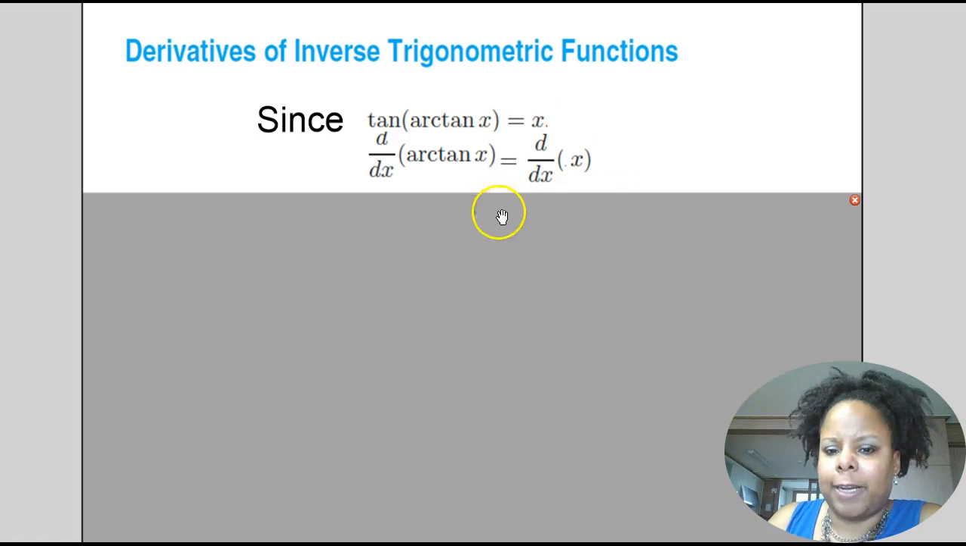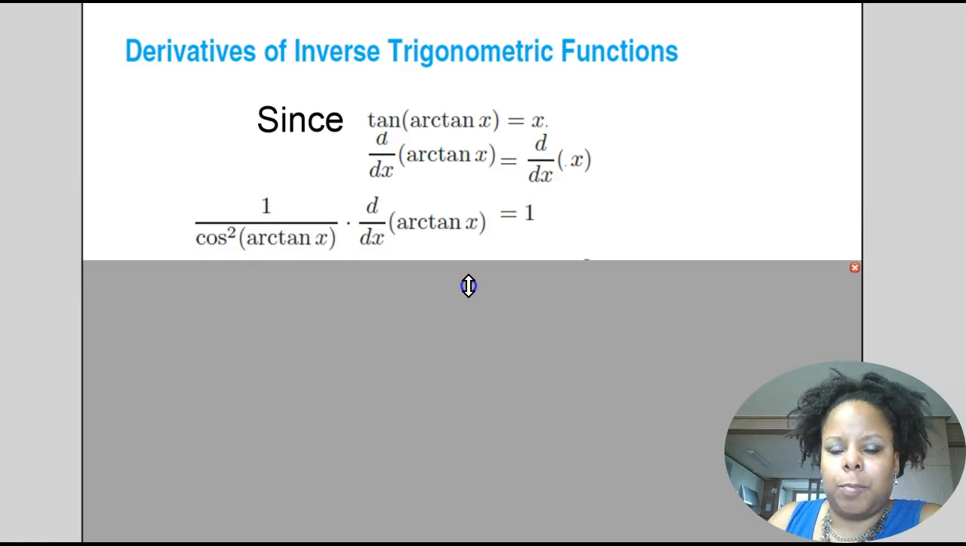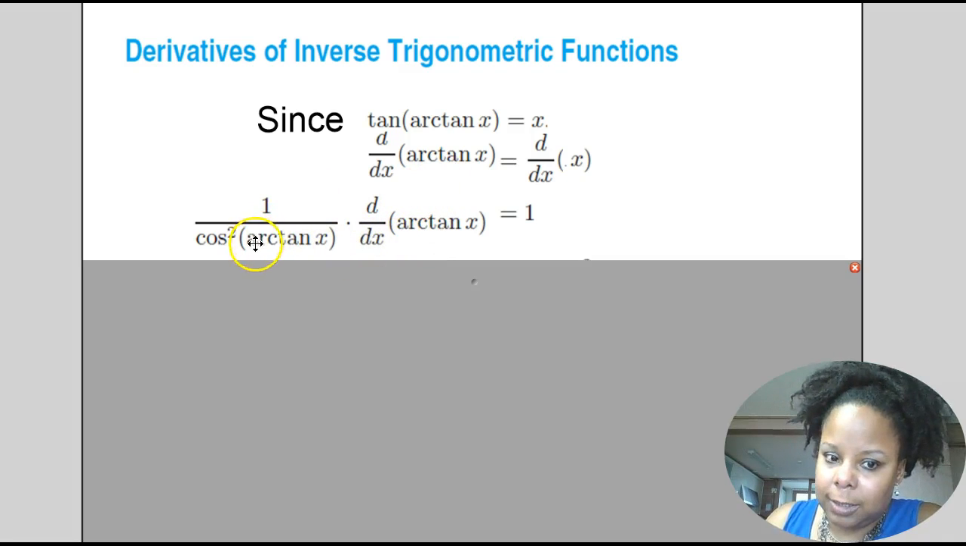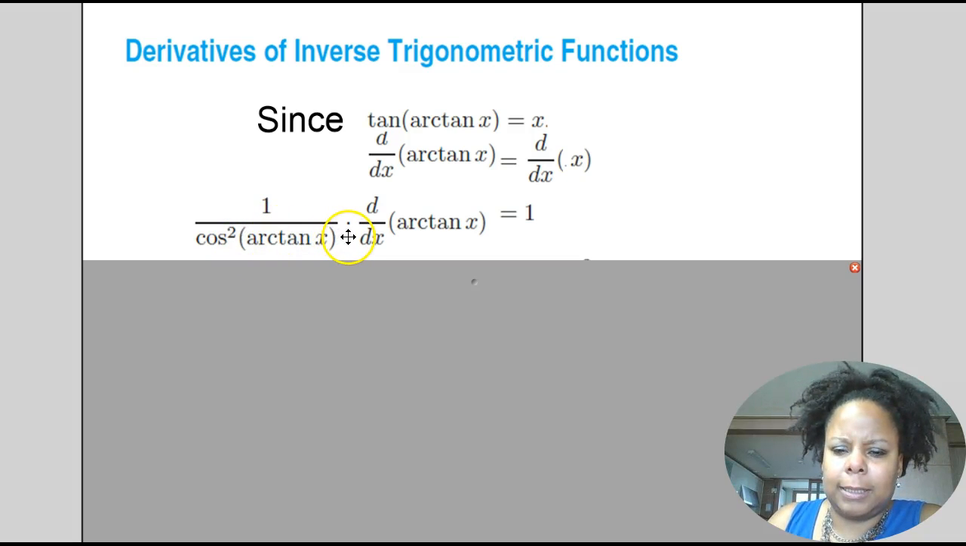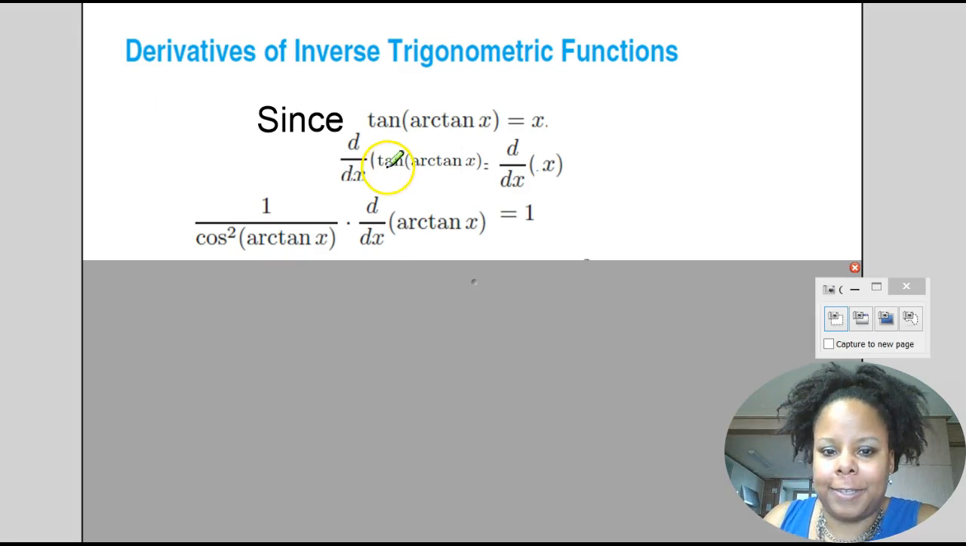I know that the right side is going to be 1. But using the chain rule, the derivative of the left side is found by taking the derivative of tangent, which is 1 over cosine squared, and multiplying it times the derivative of the inside. I think I missed writing something down here. Let me fix that quick. Okay, so I fixed that. I had forgotten to type in the tan.